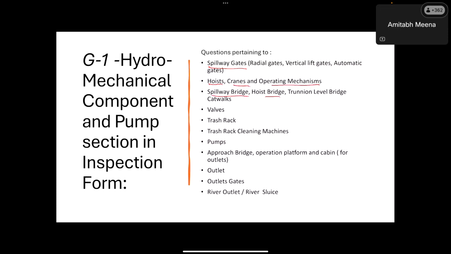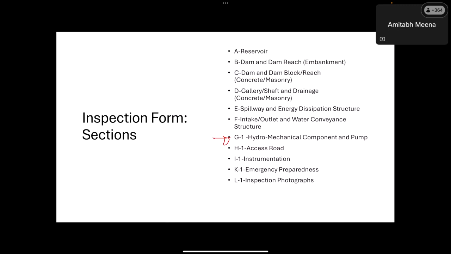So condition of walls, trash rack, cleaning machines, pumps, approach bridge, outlets, outlet gates, river outlet. Okay, and in the inspection forms, I've just explained about the G1. But there are these sections. Overall, section A is about the reservoir, B is dam and dam reach. This is for embankment dams. C is dam and dam block, dam reach, concrete. So this is for both. In the case of concrete dams or masonry, we use dam block. In the case of embankment, we use dam reach.